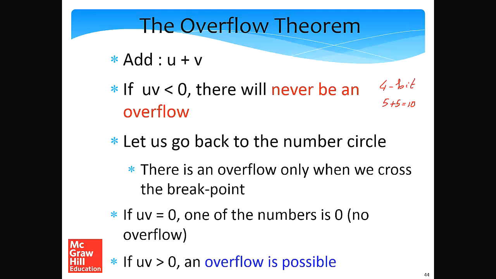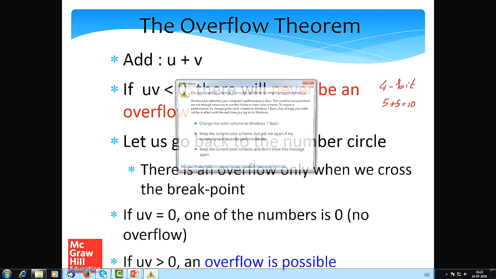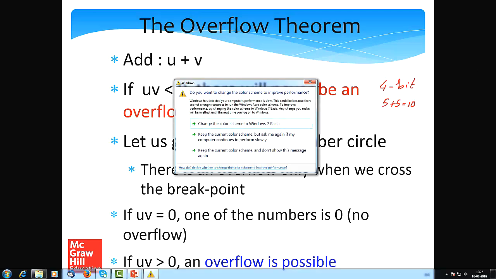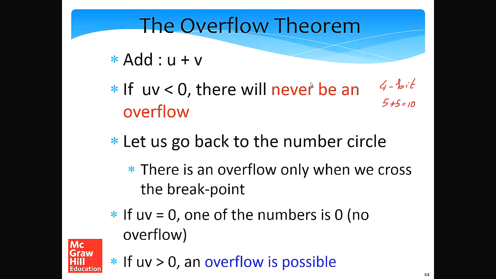As a result, we'll also have an overflow in this case. So the overflow theorem is something like this: if I'm adding u plus v, and if uv is less than 0, which means one of the numbers u or v is positive and the other one is negative, we will never have an overflow. To prove this, let us go back to the number circle. There will be an overflow only when we cross the breakpoint. Otherwise, we are within the range of the number circle. If uv is equal to 0, it means one of the numbers is 0, so there will not be any overflow.